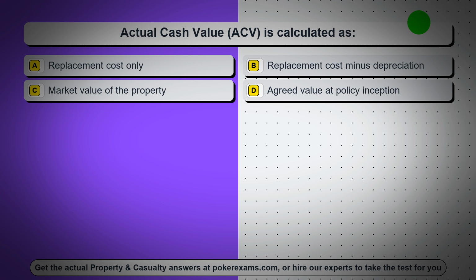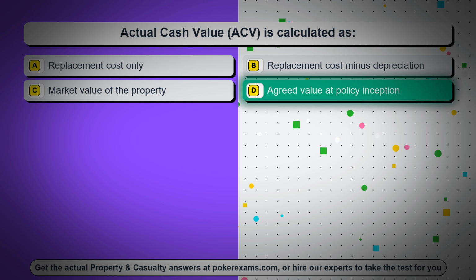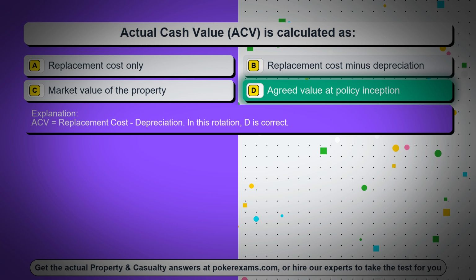Question 71. Actual cash value, ACV, is calculated as: option A, replacement cost only; option B, replacement cost minus depreciation; option C, market value of the property; option D, agreed value at policy inception. The correct answer is option D, agreed value at policy inception. ACV equals replacement cost minus depreciation. In this rotation, D is correct.